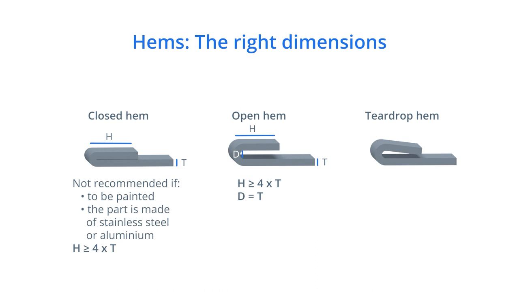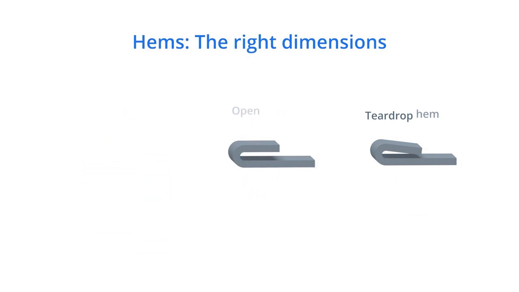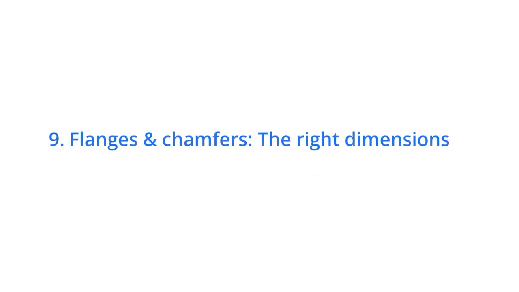For open hems, the inside diameter should be at least the same size as the material thickness. It will lose its roundness when the inside diameter is greater than the thickness. For teardrop hems, the diameter should also be equal to the material thickness. The hem opening, space between the hem edge and the part, should be at least a quarter of the sheet metal thickness. Flanges and chamfers, the right dimensions.